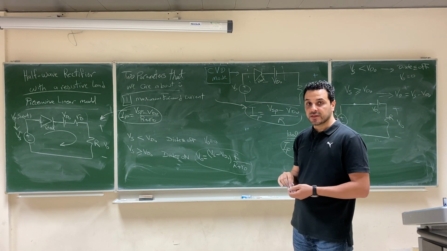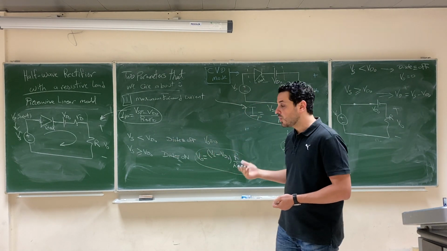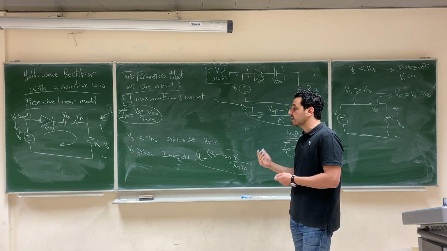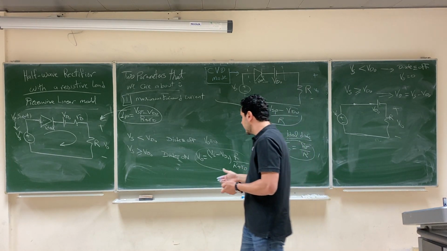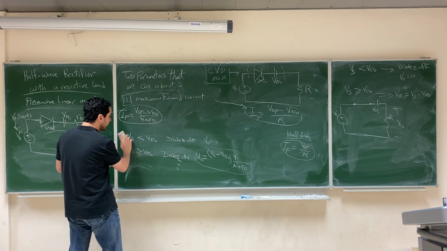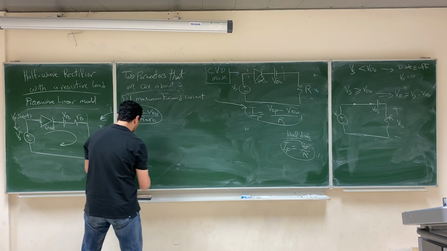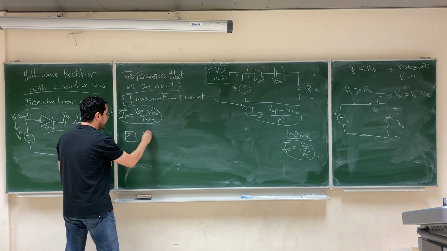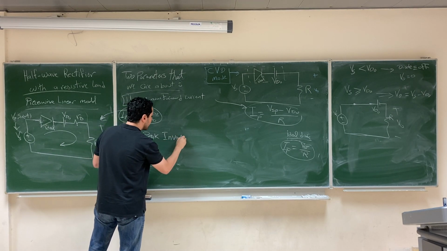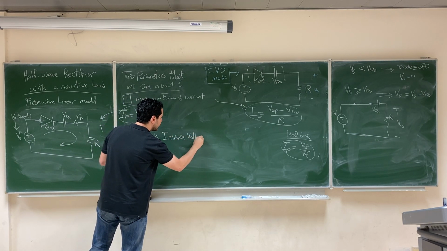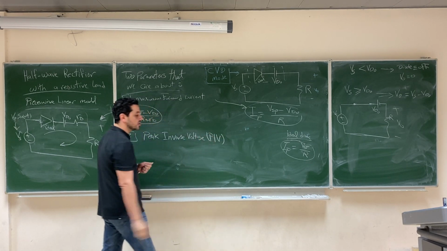What about the second parameter? This is a very important parameter. We need to calculate it for each rectifier that we are going to describe or use. The second parameter is called the peak inverse voltage, abbreviated as PIV.